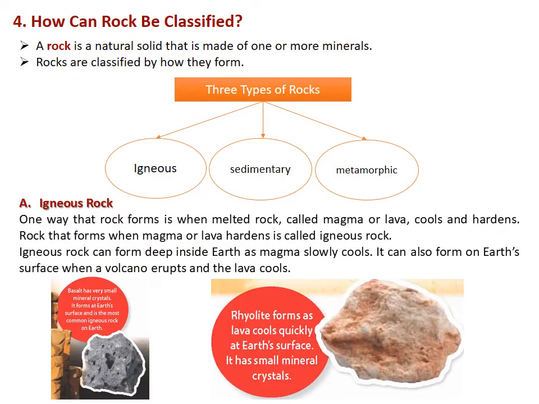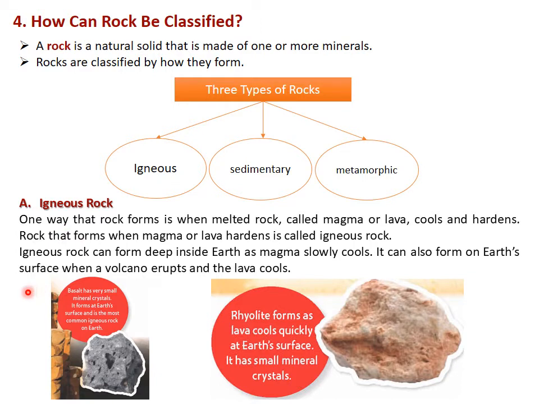Now, let us discover how rock can be classified. But first, let's learn what a rock is. By definition, a rock is a natural solid that is made of one or more minerals. Rocks are classified by how they form. We have to know that we have three main types of rocks: igneous, sedimentary, and metamorphic. Let us start with the first type, igneous rock.